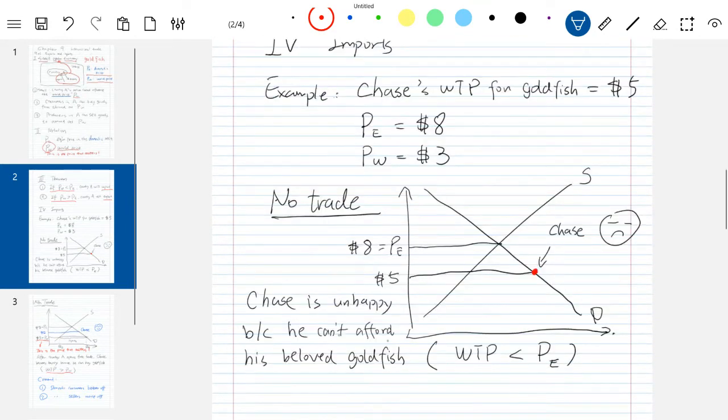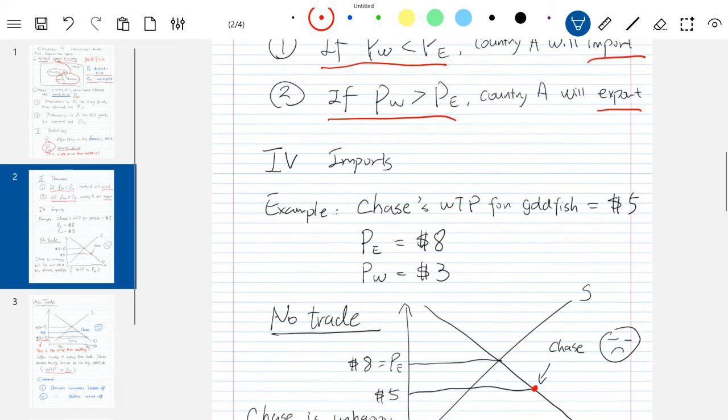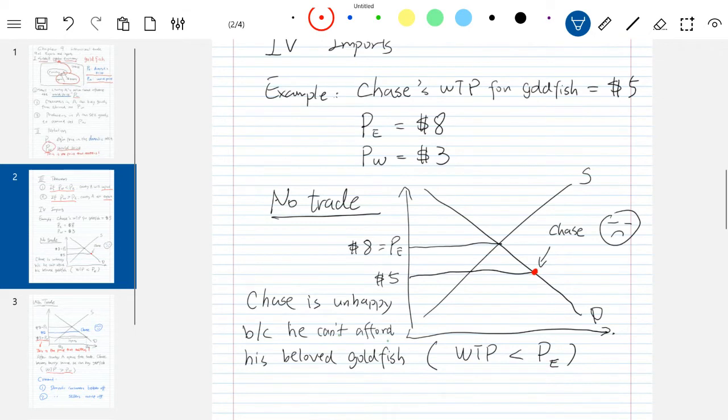So let's do imports first. Assume that my friend Chase, a consumer in country A, has a willingness to pay for goldfish of $5. And remember, willingness to pay captures a consumer's maximum valuation of, in this case, goldfish. Which means that Chase is not willing to pay more than $5 for a box of goldfish. We're also going to assume that the domestic price of goldfish is $8 and the world price is $3.